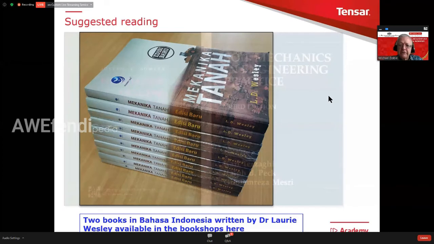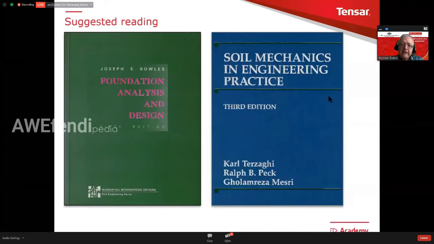If you want something to go a bit further or something different, the well-known book by Bowles, I'm pretty sure that has been translated for us in Indonesia in the past. But one book that I rediscovered recently was a very famous text, Soil Mechanics in Engineering Practice by Terzaghi and Peck, but it's been updated in a third edition by Professor Mesri, and I'd have to say there's a lot of very interesting and excellent information in that book. If you're interested, you'll find the text to study this subject in more detail.